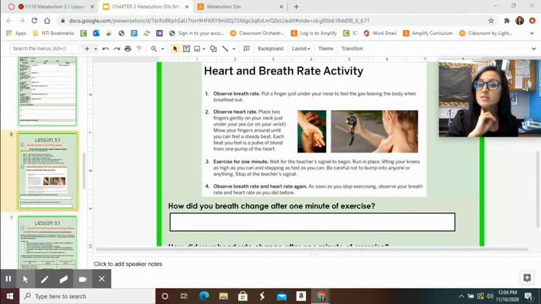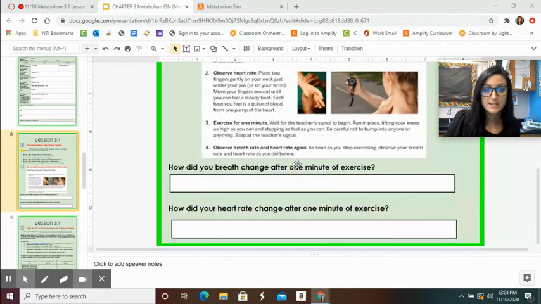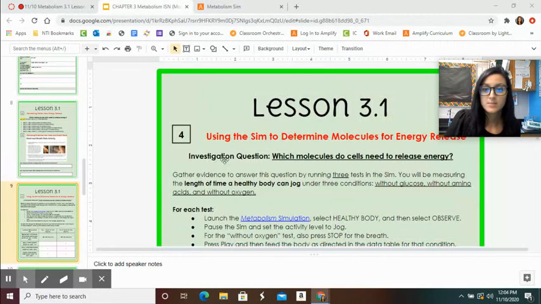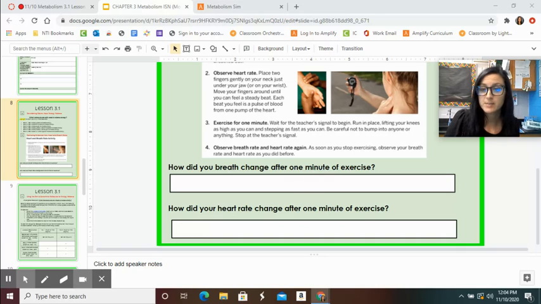You're going to check your pulse for a minute, and then you're going to check your breath rate for a minute, and you're going to compare those two numbers. And you can see down here, it wants to know how your breath changed after 1 minute, and then how your heart rate changed after 1 minute.